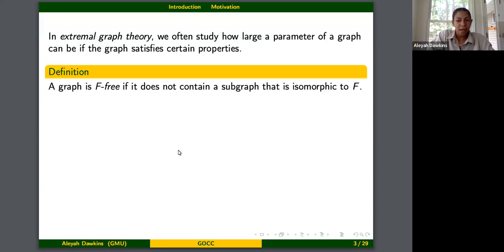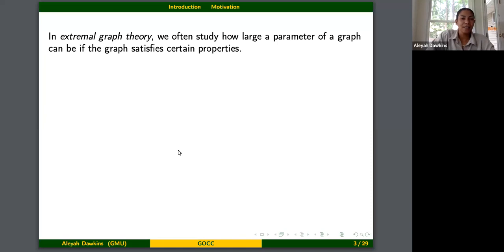So, as much as I would not like to admit it, combinatorics is not all graph theory. So I'm going to make sure to go through what graph theory really is and some basic definitions to understand all of the results. In extremal graph theory, we're often studying how large a parameter of a graph can be if the graph satisfies certain properties. And this is great because it allows us to tell how many edges or vertices are in a graph if we know nothing about the graph other than one property about it.